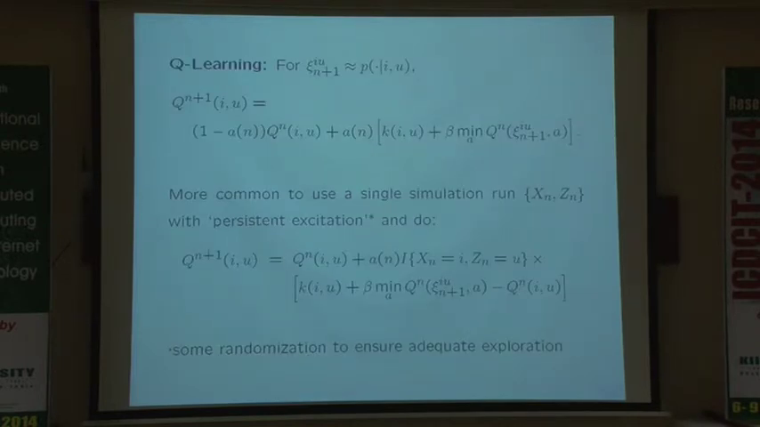Okay, so the Q-learning algorithm, which I mentioned in the beginning, is due to Watkins. What he did was the following. Suppose you don't have the transition mechanism, the probability P, or it often happens that it's just plain too complicated.